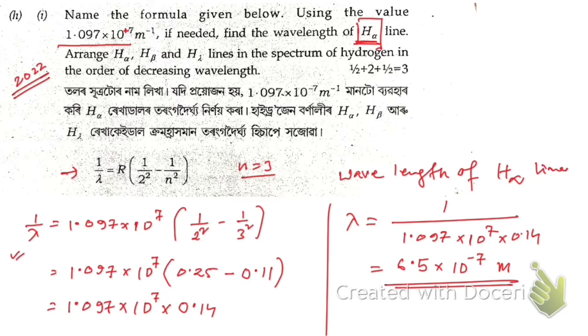So now you see, we need to arrange these three spectral lines, H alpha, H beta, H gamma, in decreasing order of their wavelength. So in decreasing order, this is H alpha, H beta and H gamma. Okay, its wavelength is shorter than this one and its wavelength is shorter than this one, right? So that's the answer. So hope you have understood this.